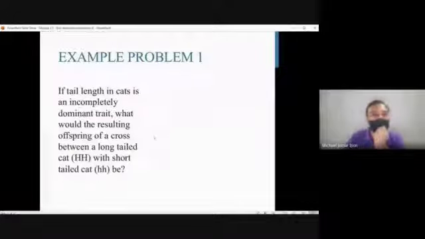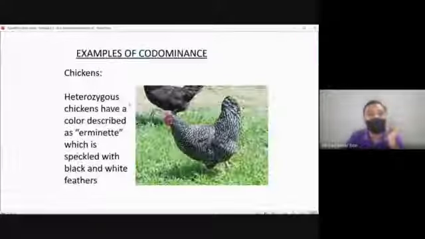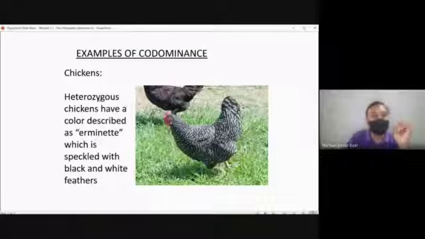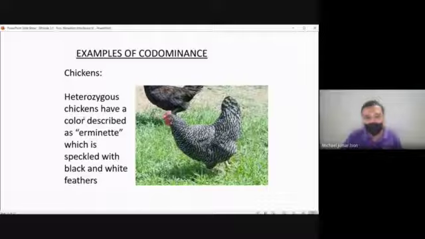Another example would be the tail length. The tail length in cats is an incompletely dominant trait. Okay, so that's incomplete. So let's go to the codominance example. This is an example of codominance. Heterozygous chickens have a color described as erminette, as you can see in the picture here, which is speckled with black and white feathers. So here's the question.